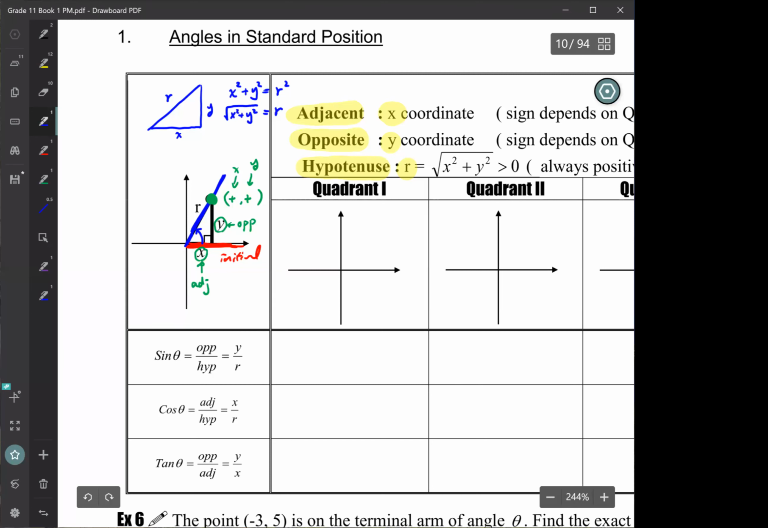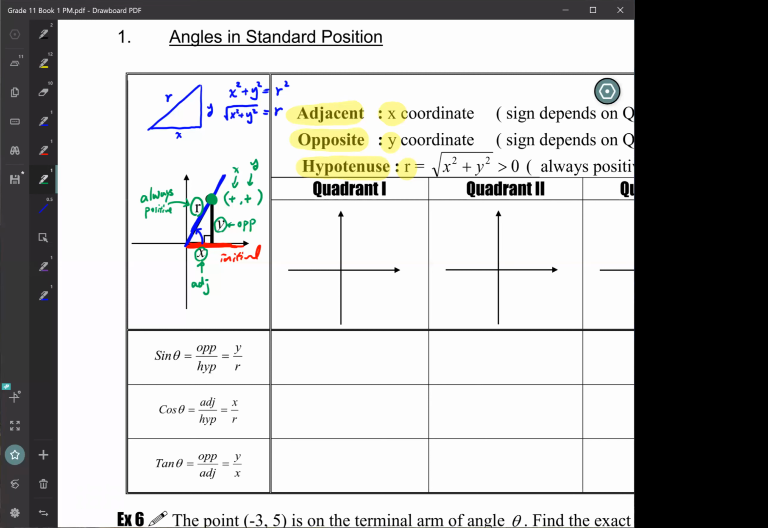And because there's a square on the x, square on the y, it's guaranteed to be positive, right? Any number after you square, it will become positive. So the R value will always be positive, okay? So this one, hypotenuse, always positive. Okay, so this is if it's in first quadrant, okay?